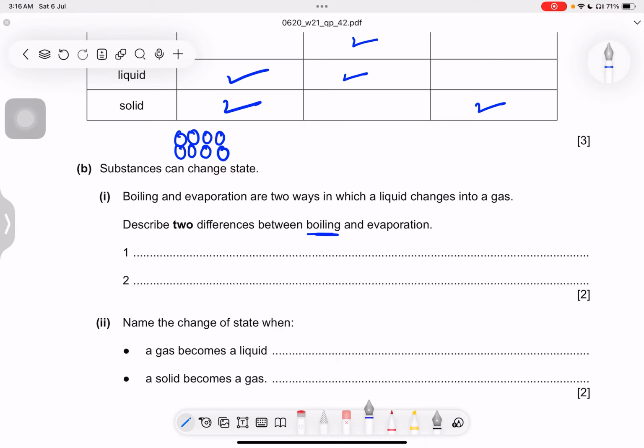And another difference is a very evident difference. Bubbles are formed in boiling. Next, we already discussed boiling happens at a specific temperature.